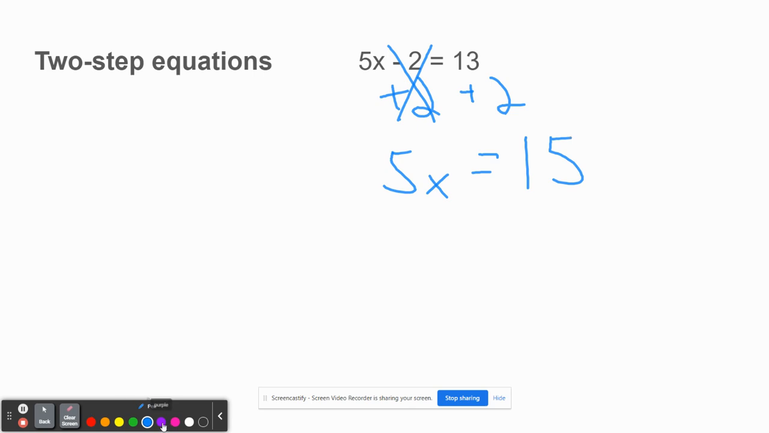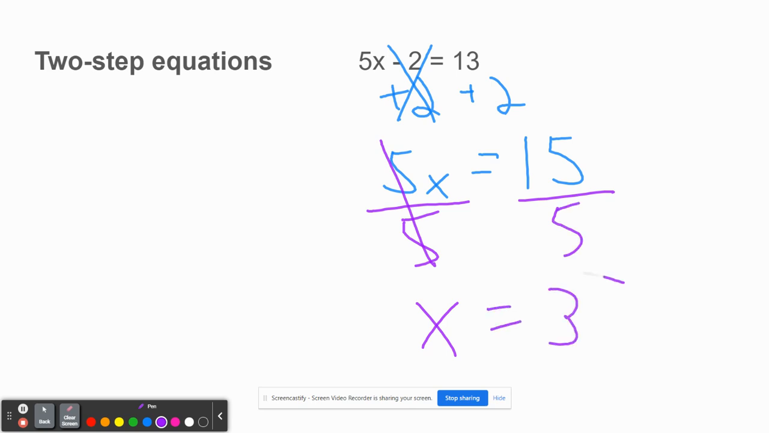That's our first step. The problem is not solved yet. We have one more step to do. 5 times x equals 15. 5 times x is multiplication, so we want to do the opposite of multiplication, divide by 5 to isolate the variable, to get x by itself. If I do it to the left side, I must do it to the right to keep things even. 15 divided by 5 is 3. So x equals 3 in this two-step equation.